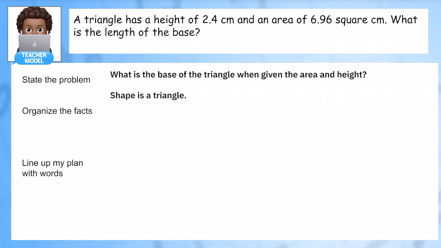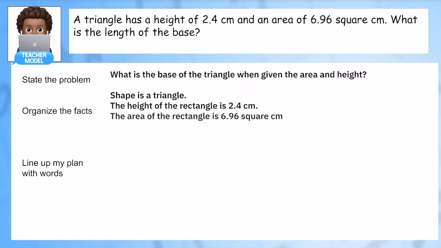We know the shape, we know its height, we know the area, we don't know the base. I am also going to give us, from our reference table, the two different area formulas for triangles: base times height divided by 2, or 1/2 base height.